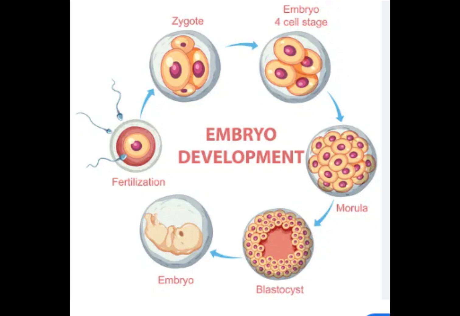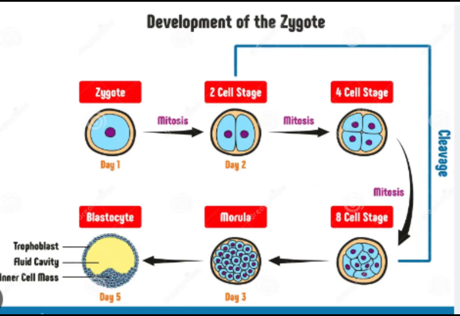By the end of the 4th week, the blastocyst is about 2 millimeters long. The size is compared to a poppy seed. Let's see what happened on week 2. Month 2, week 5 through 8.